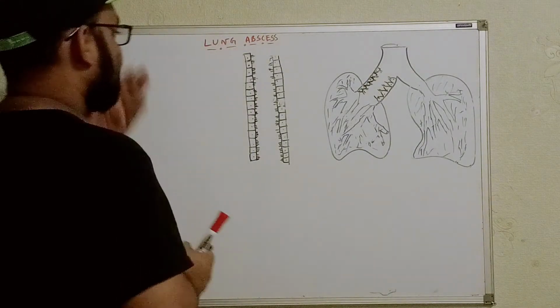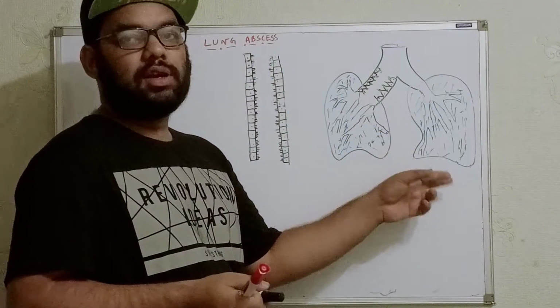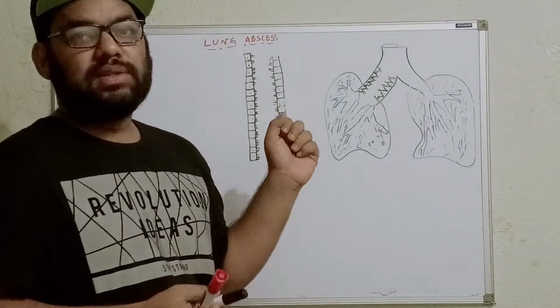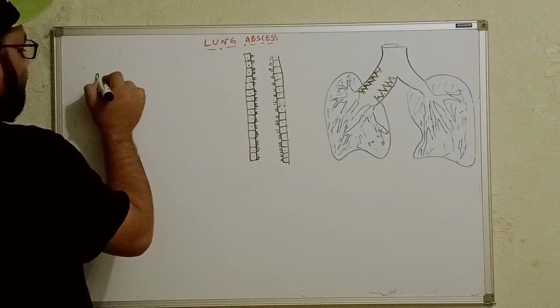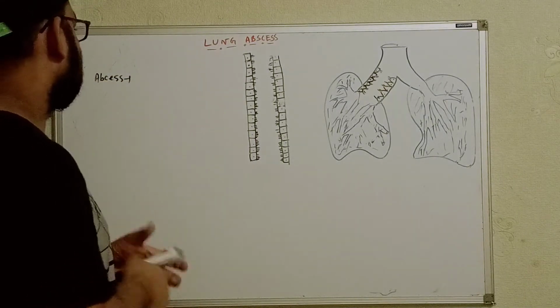So see, from the term it should be clear that "lung" means lung. The structure is already given over here. And how can you define the term abscess? Abscess means, we can write in this way, the accumulation of pus within a swollen tissue.